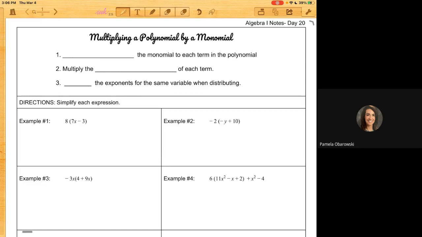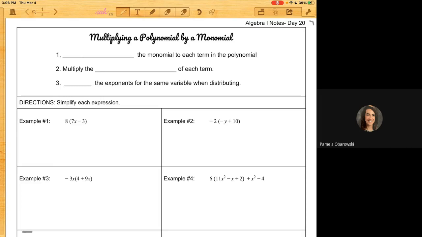Hello, students. Today we are on day 20 and we are multiplying together polynomials. Last block, what we talked about was adding and subtracting our polynomials and actually just what a polynomial was. But today we're going to be multiplying. So let's jump into it.